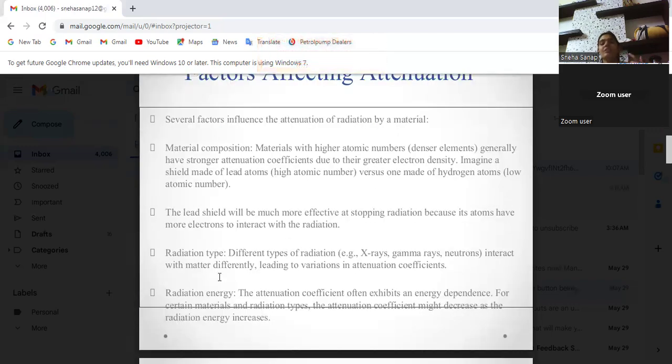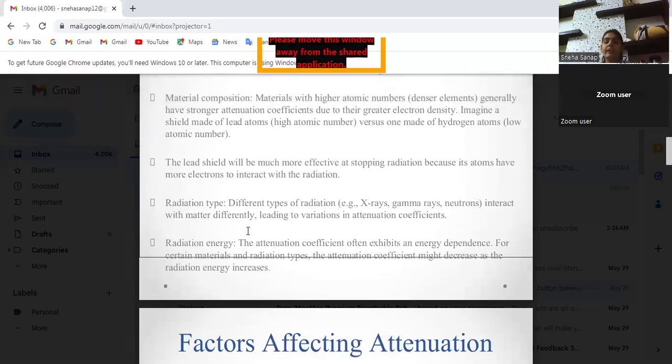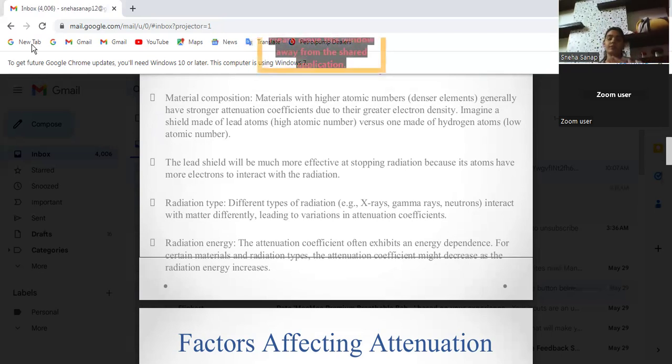Next, radiation type. We know X-rays, gamma rays, and neutrons interact with matter differently, leading to various interaction coefficients. The attenuation coefficient also depends on the radiation energy, and varies for different materials and different radiation types.